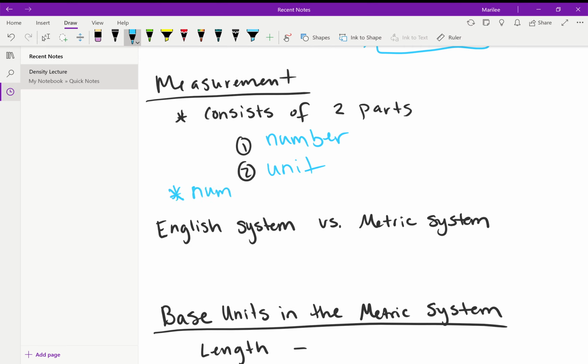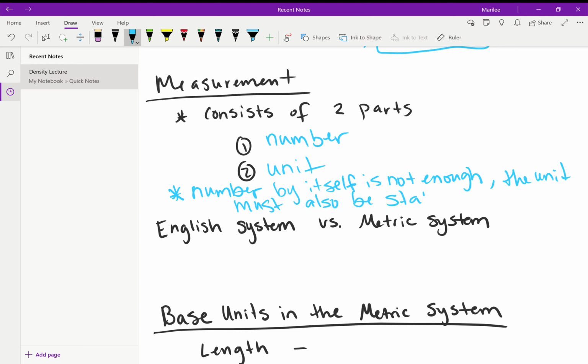Number by itself is not enough. The unit must also be stated. Example, 5 grams. If you just say 5 in chemistry, I have no idea what you're talking about.